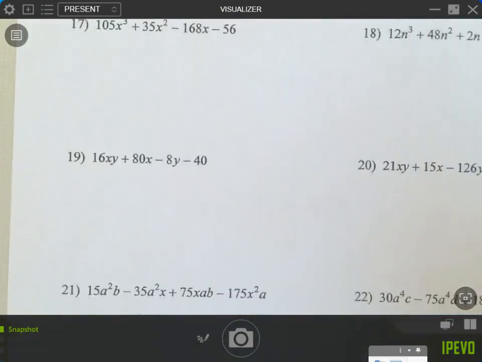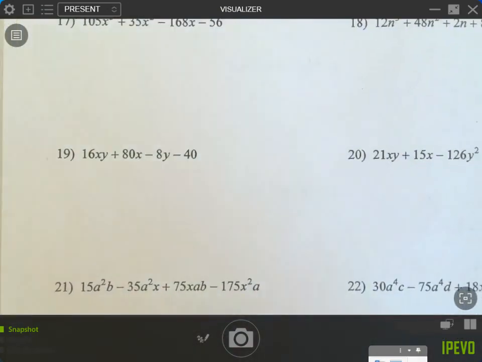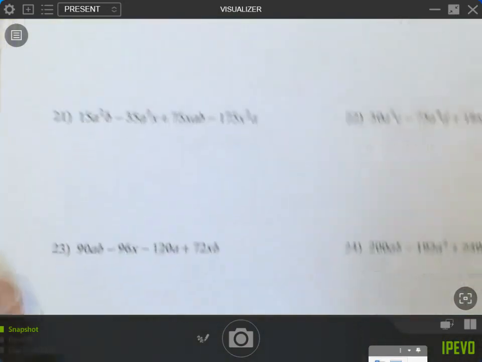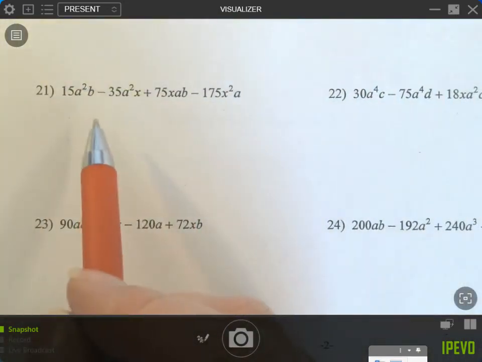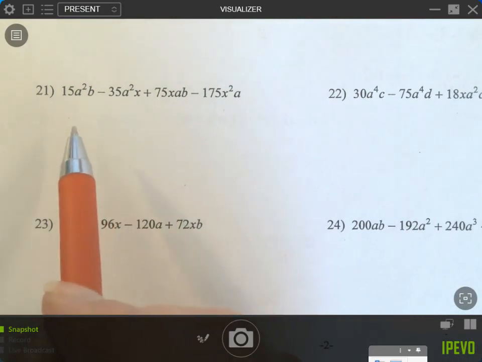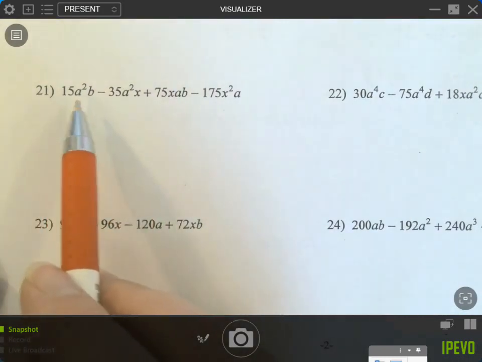Let's do 21. We'll do 21 and 23. Okay? All right, so 21. Before I jump in and group, so you can jump in and group and deal with it later, I don't want to forget it. There is a GCF. What is it?